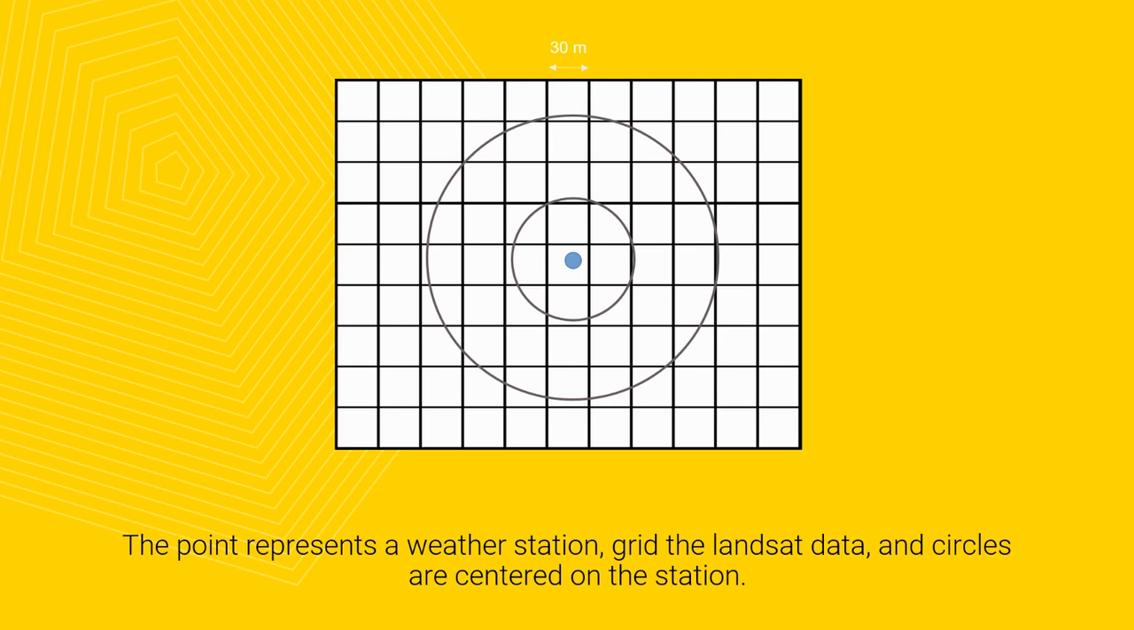Here is just an illustration of how this would be, those circumferences. The dot would be the weather station, the grid would be the Landsat data, and the circumferences mark which pixels I would use to compute the mean land surface temperature.